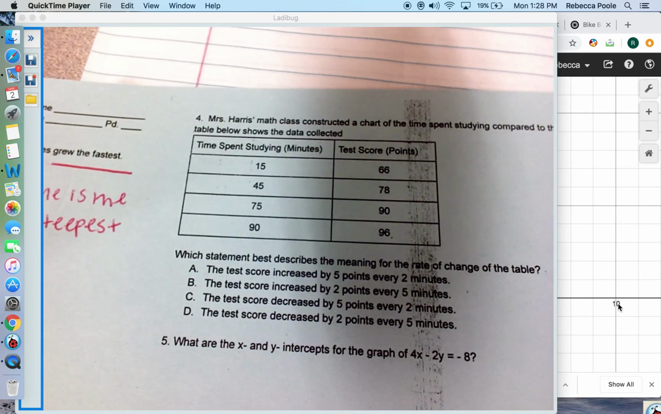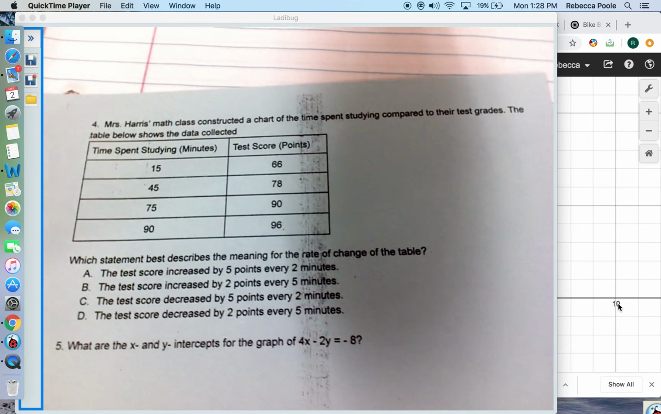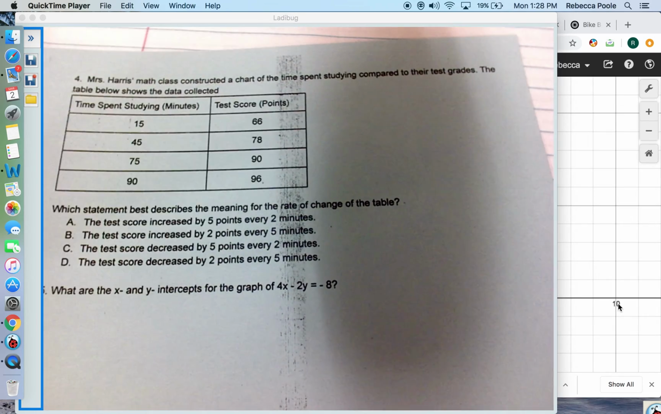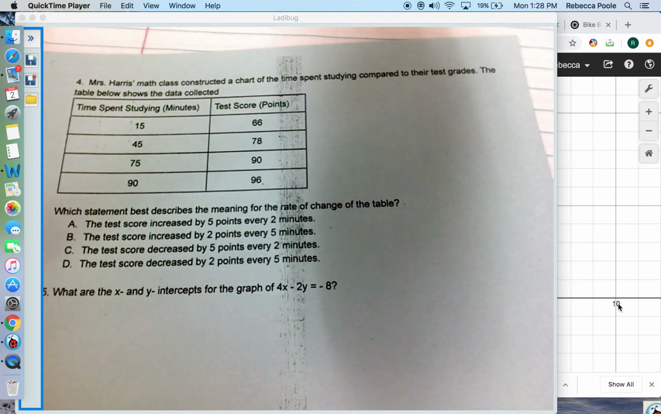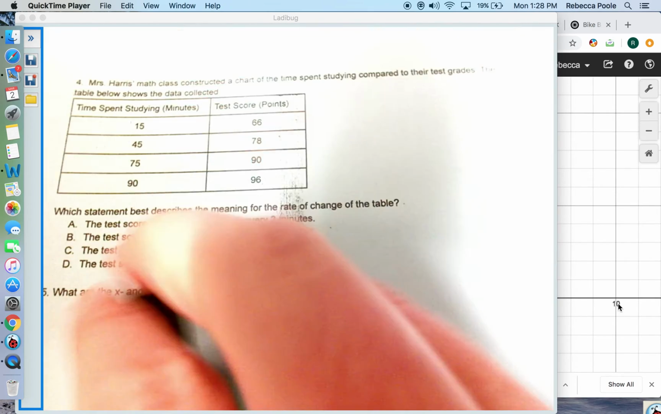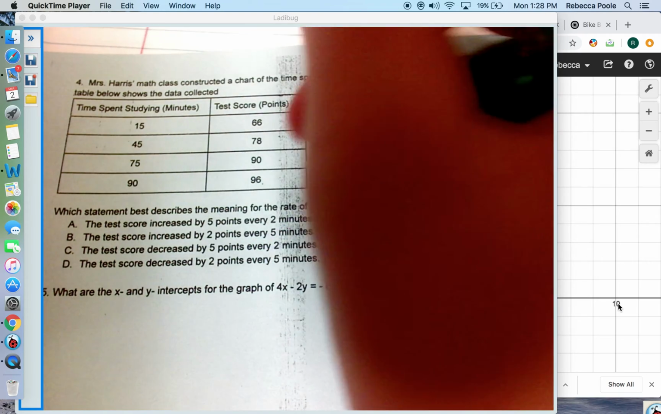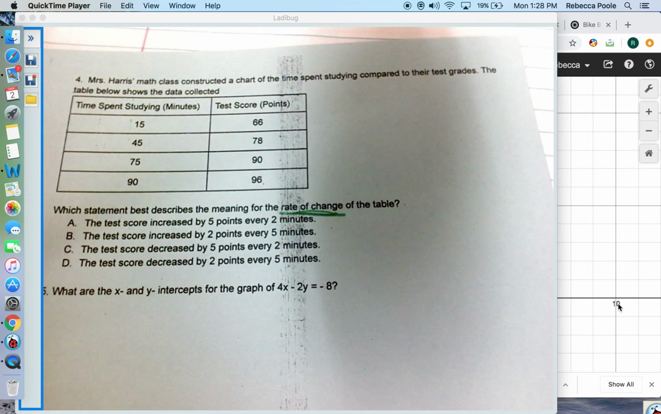All right, number 4. So Ms. Harris's math class constructed a chart of the time spent studying compared to their test grades. The table shows the data collected. All right, and let's go ahead and annotate. So we're going to underline what it's asking. Which statement best describes the meaning for the rate of change?